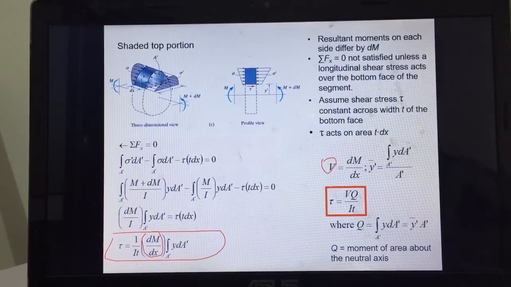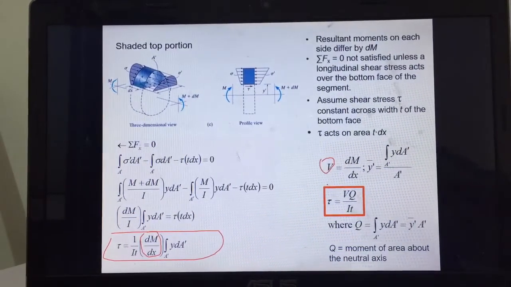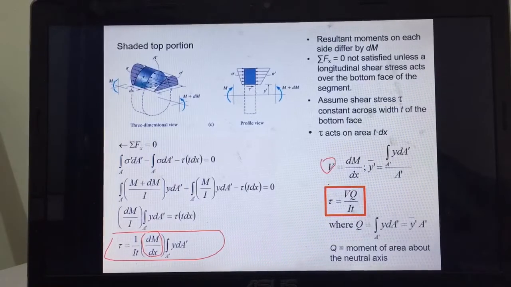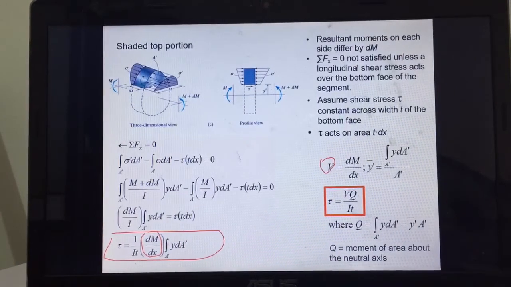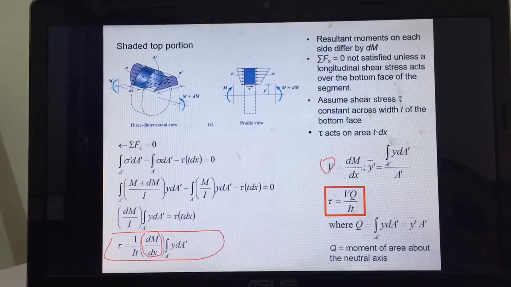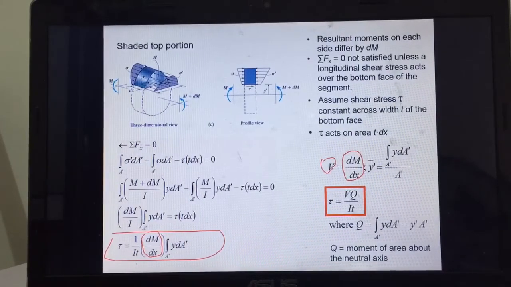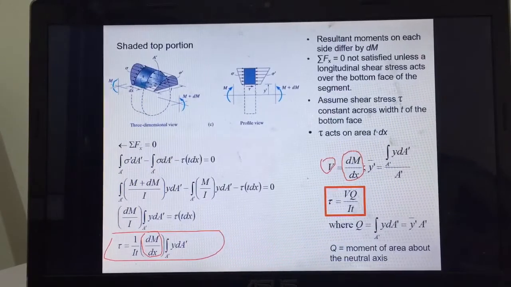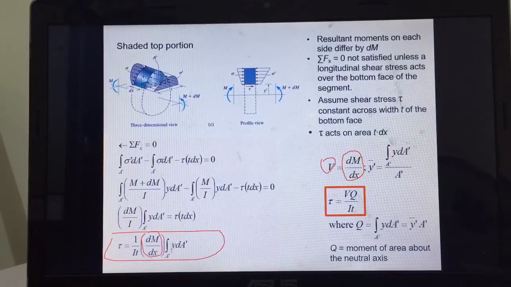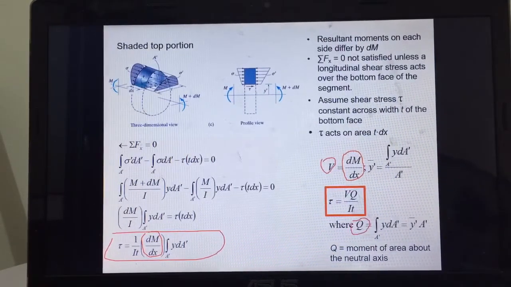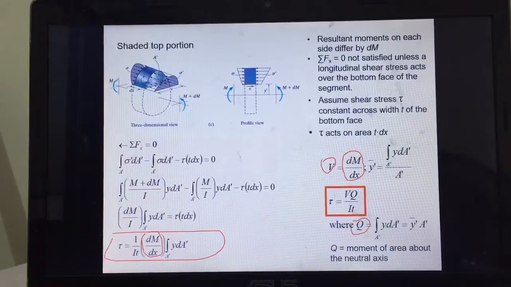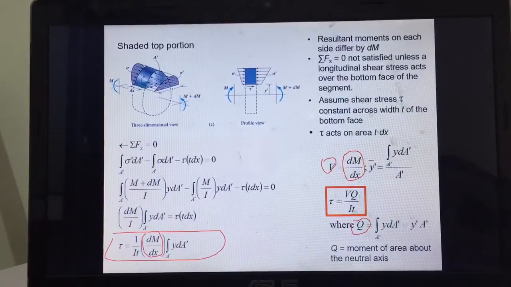Remember from chapter 6, section 6.2, the graphical method, we discussed the slope of the internal bending moment diagram. dM over dx is actually the shear force itself, so this is V. And this integration of y dA prime is actually Q. We name it Q, the moment of area, not moment of inertia, about the neutral axis, and you can simplify it to become y bar prime A prime.